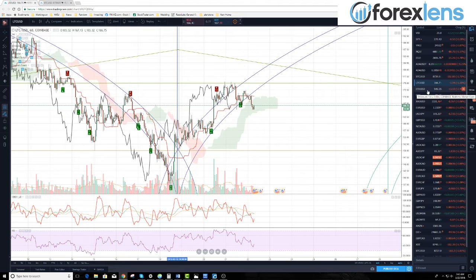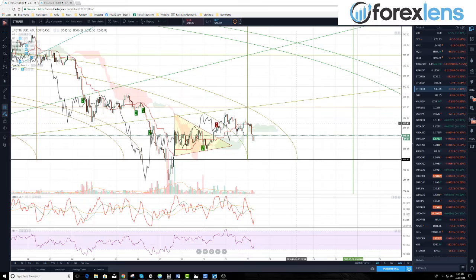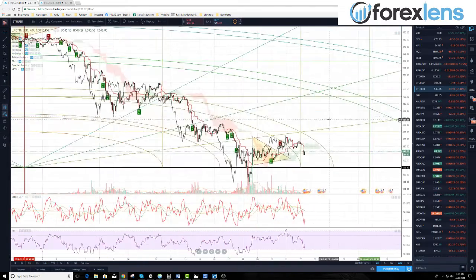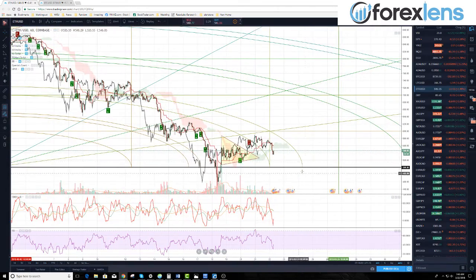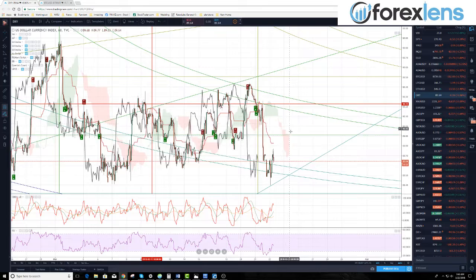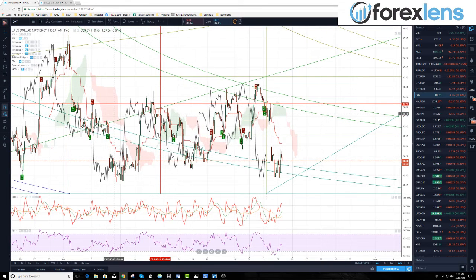Now, going back to looking at Ethereum. Ethereum's the obvious laggard in the whole bunch here. Just a real drag of a currency right now. Take a peek at the dollar index quick. Dollar index in my square looks like it found a bit of a bottom.